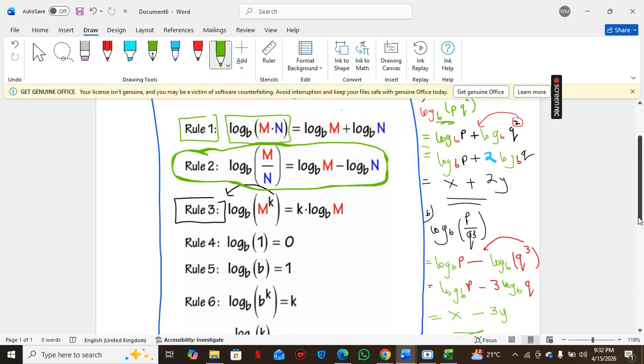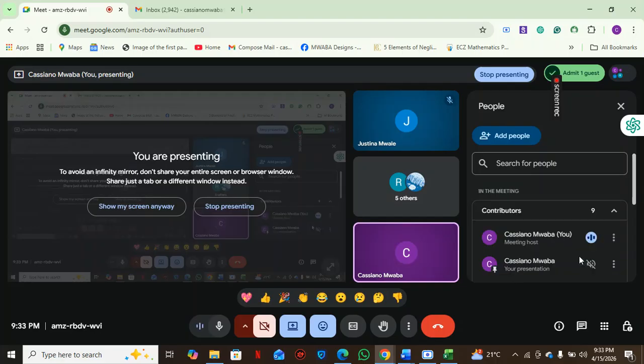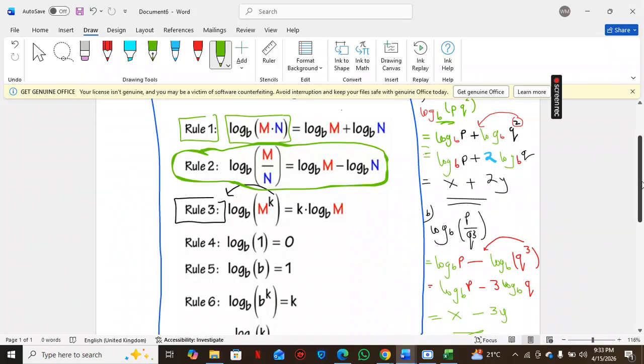Yes. Any questions? Are there any questions? Because remember, after this, I'm going to give you some practice questions using these logarithms.